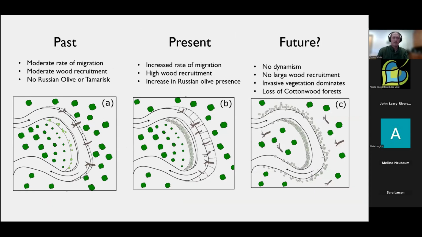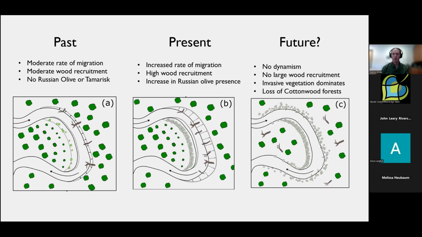So this conceptual model sums up how I think the White River's biogeomorphic trajectory has been evolving. In the past, the river migrated at a moderate pace. Wood recruitment was steady but not excessive, and invasive species like Russian olive and tamarisk were absent. Cottonwood forests regenerated naturally, and the system maintained a balance between physical processes and riparian vegetation.